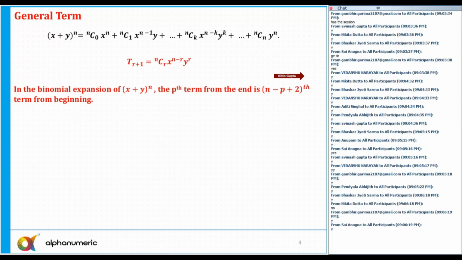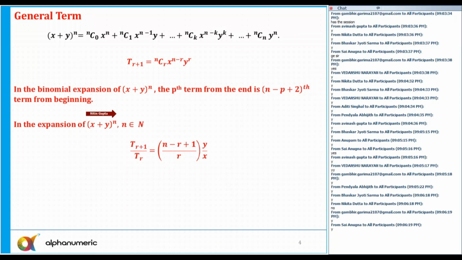Okay. Also, another thing which is important: the ratio of two consecutive terms. In general, for x plus y raised to power n, the ratio of two consecutive terms, that is T(r+1) upon T(r), is always equal to (n minus r plus 1) upon r into y by x. This can be derived quite easily, but yes, it's better to know these values. So y is the second term, x is the first term. The first term is in the denominator and the second term is in the numerator, that is y upon x. So can I move to the next slide now? Please respond.